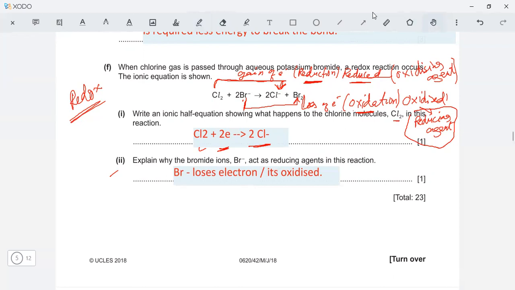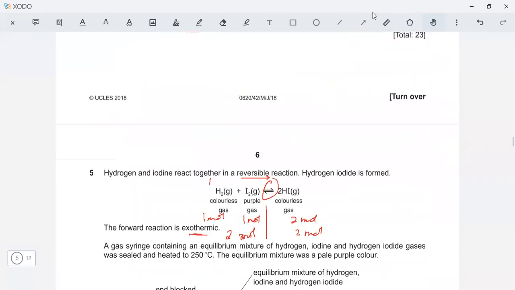Okay, and then the second one is: explain why the bromide ion Br minus acts as a reducing agent in this reaction. Already I said reducing agent means it is oxidized, right? Because loss of electrons has taken place. So you just write that bromine, or your Br minus, or bromide loses electrons because it is oxidized. Okay, in this way you can write the answer.